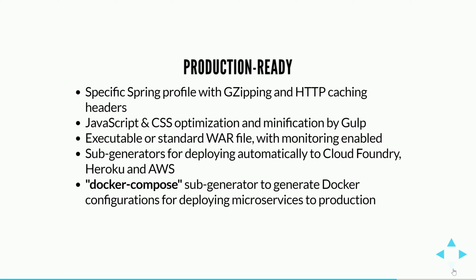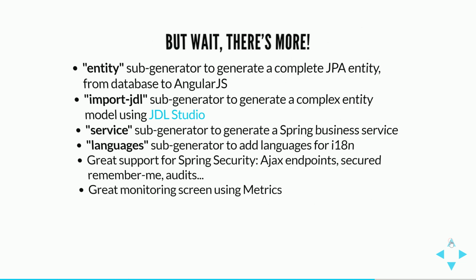For production, whenever you build the production-ready application, optimization and minification by gulp is done automatically. There is Docker Compose, a sub-generator to generate Docker configurations, and also sub-generators for deploying automatically to Cloud Foundry, Heroku and AWS. So let's go back and look into what JDL Studio is all about.